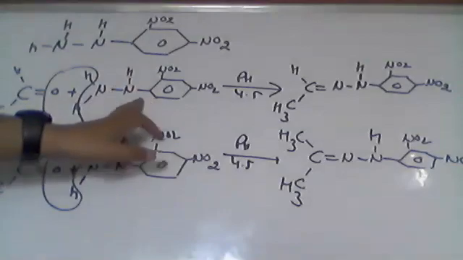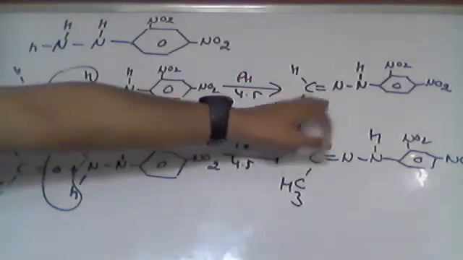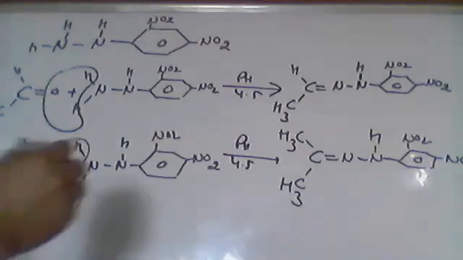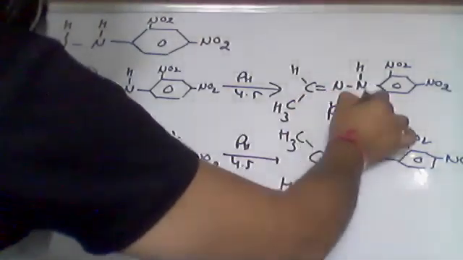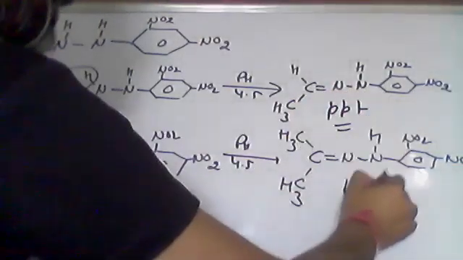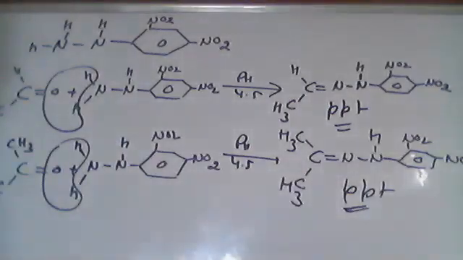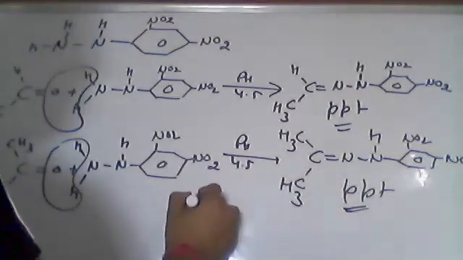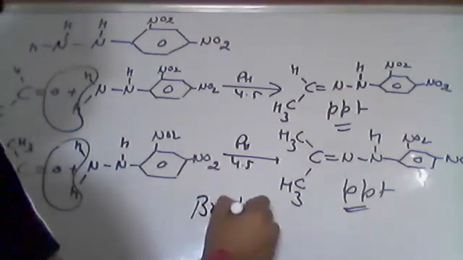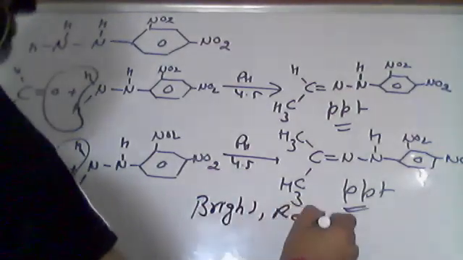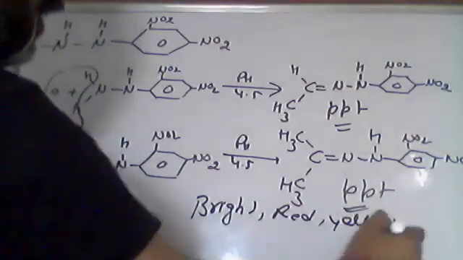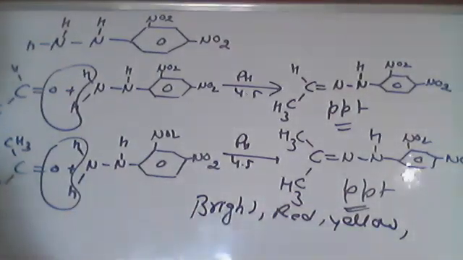When we react this with DNP, there is a formation of phenylhydrazones, and these will be precipitates (PPTs) of bright color. There is a formation of bright red, yellow, or orange PPTs depending upon the compound. So the product formed will have a bright color. Bright yellow, bright red PPTs will be formed.